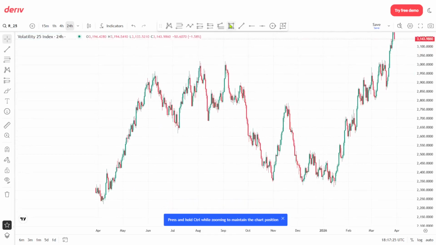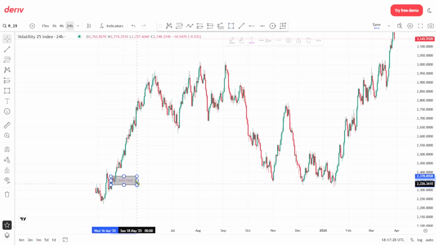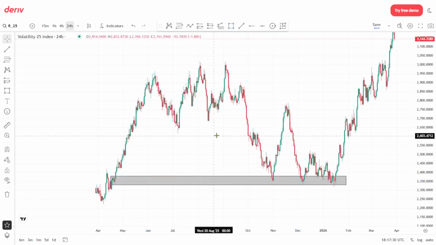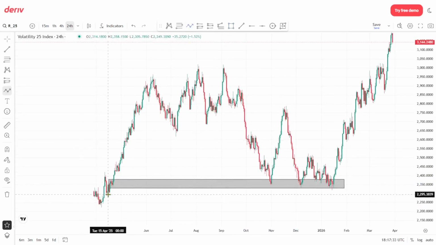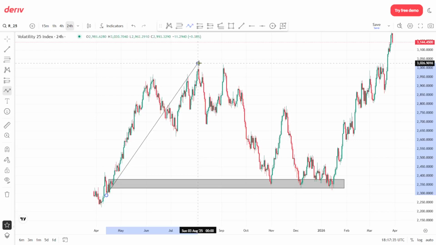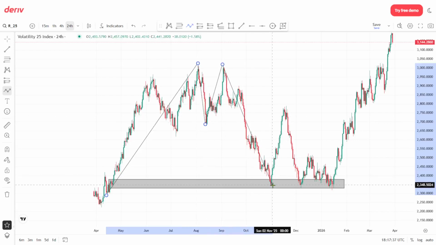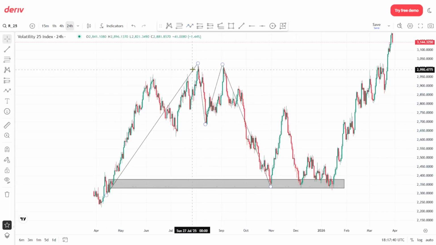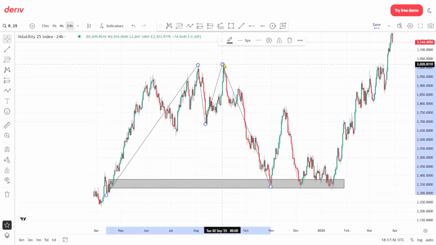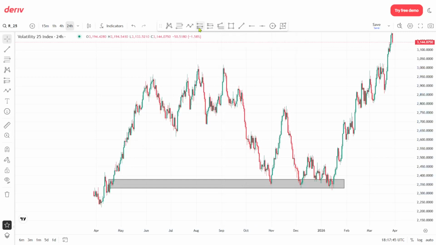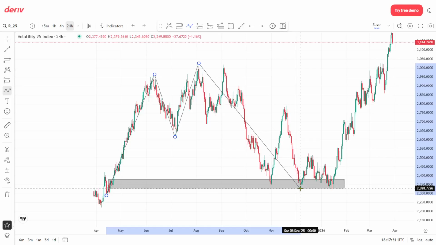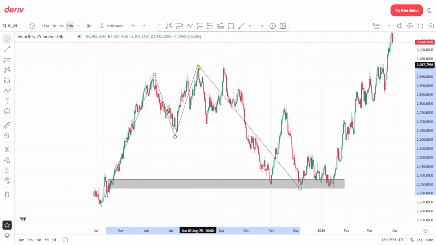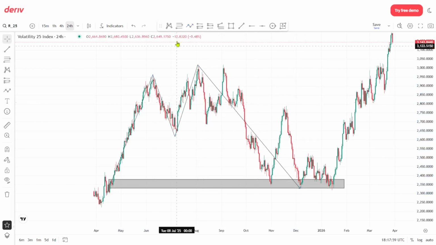Now this is how I was able to identify the setup. First of all, I saw this key level right here, and secondly, I saw a valid harmonic pattern into that key level. There are two patterns here. The first one is this particular one, and the second one is this one that happened here, which we call the shark pattern. So these are the two harmonic patterns I was able to identify into that key level.